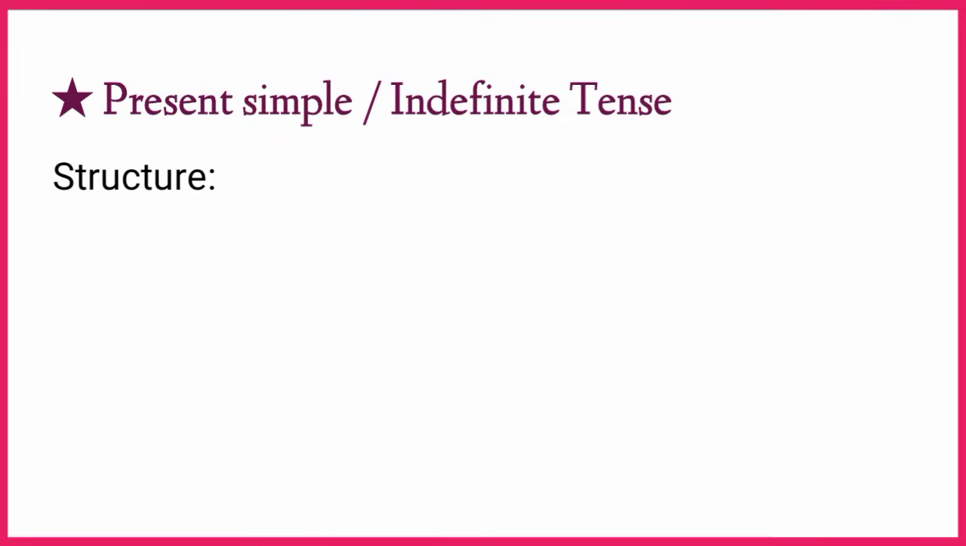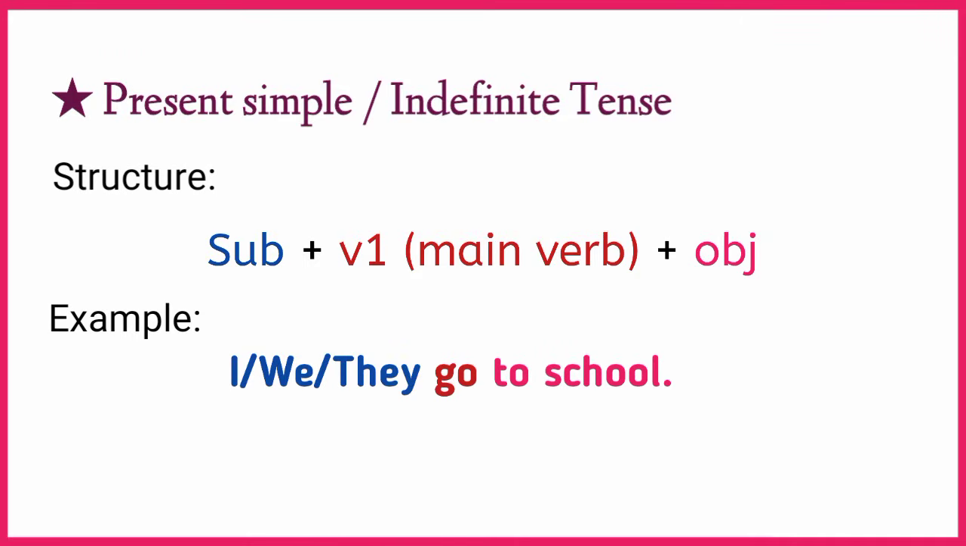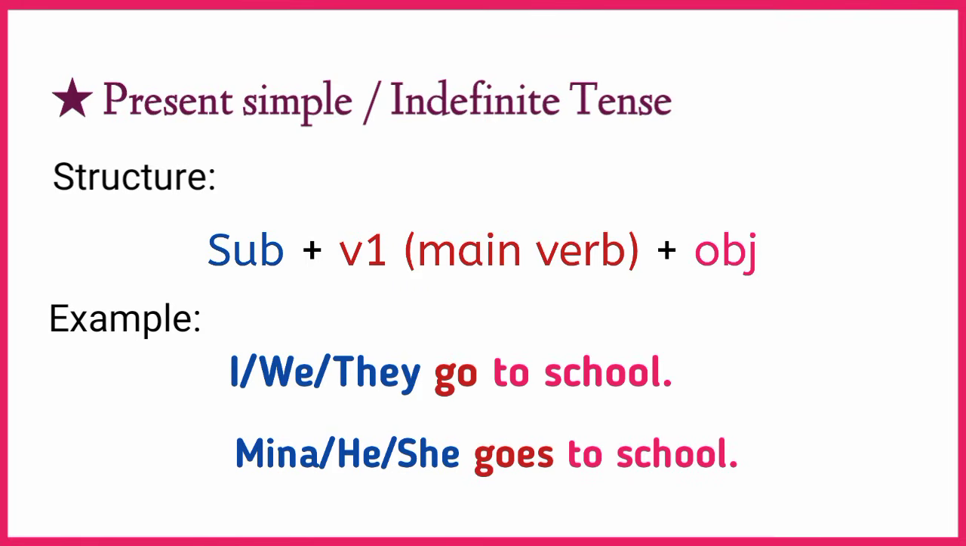Structure of present simple tense. Subject plus verb 1. Verb 1 meaning main verb plus object. Look at the example. I go to school. We go to school. Next example. He goes to school. Or Mina goes to school.